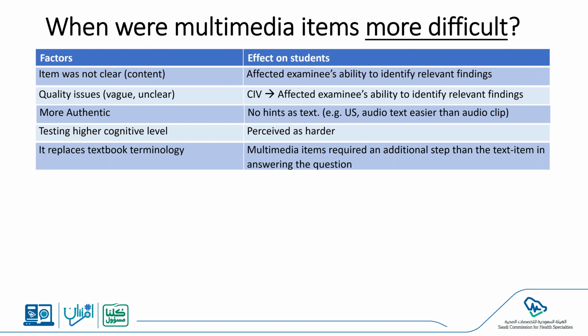If you replace it with textbook terminology, let's say you're saying the thumbprint sign in the X-ray, having the text might cue them to the answer, epiglottitis, as opposed to having it as an image. So sometimes having it as an image, if they memorized it as text as a sign, but you give it to them as an image, sometimes they perceive it as more difficult because they're used to seeing it as terminology.